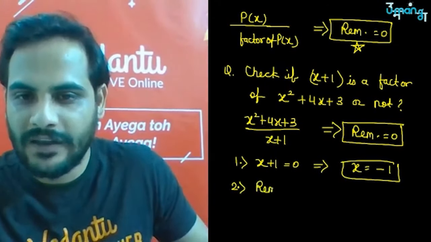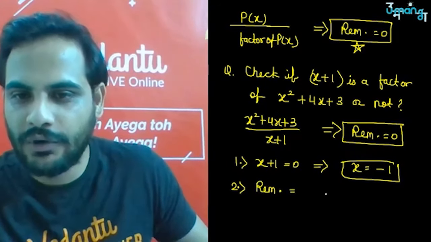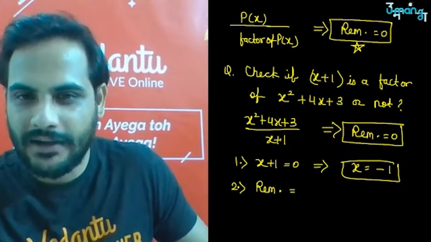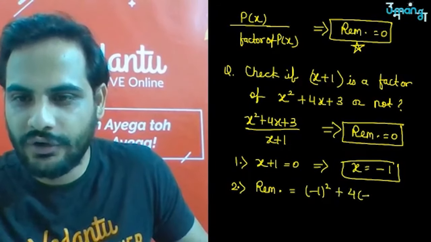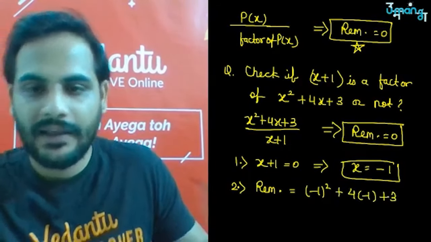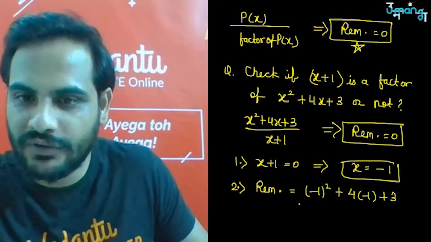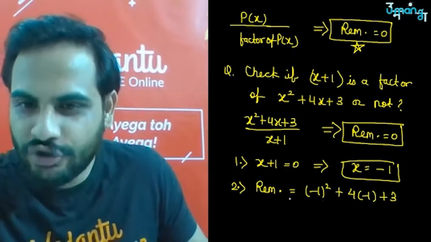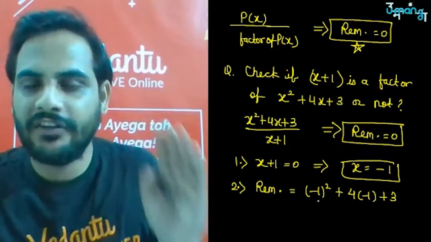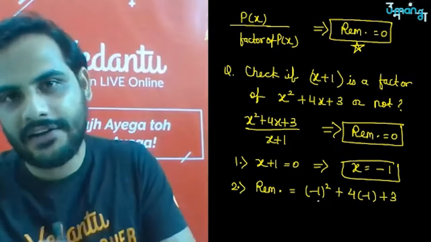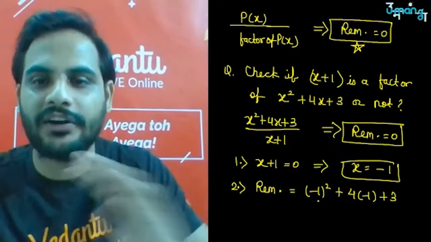So I know that my remainder will be equal to what? Here at x is equal to minus 1, so minus 1 square plus 4 into minus 1 plus 3. And I have told you, beta, remainder should be equal to 0. So I am saying this part should come equal to 0. If it is coming equal to 0, then it is a factor. If it is not coming equal to 0, it is not a factor.